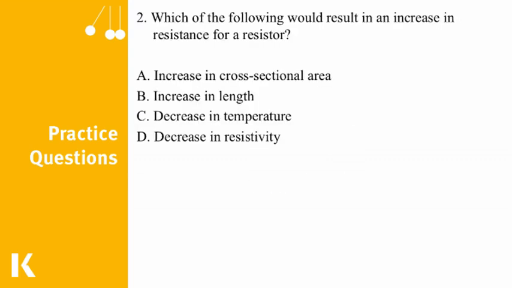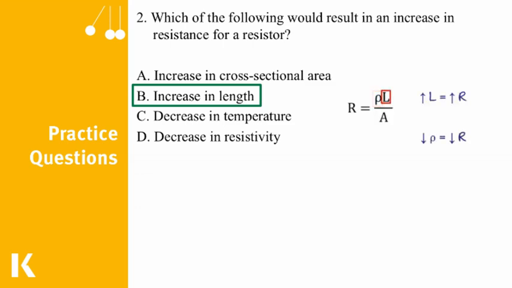This next question is asking you about the proportionality relationships within the resistance equation. The answer here should be B. Resistance is directly proportional to resistivity, length, and temperature, while being inversely proportional to cross-sectional area. Given the answer choices, an increase in length is the only option that will increase resistance.